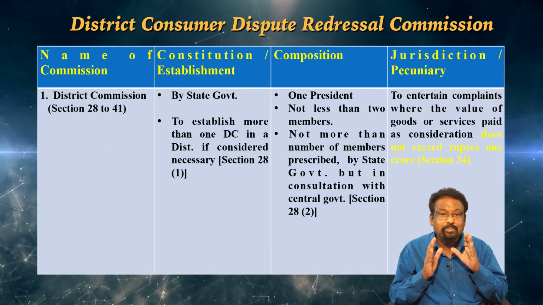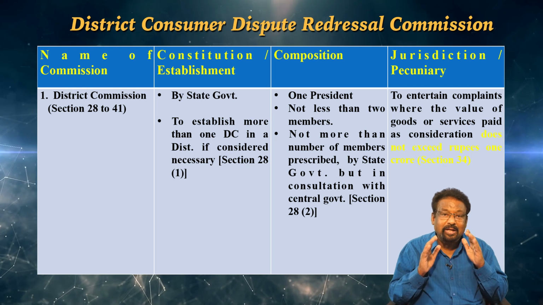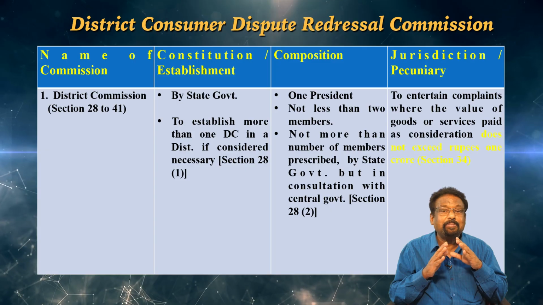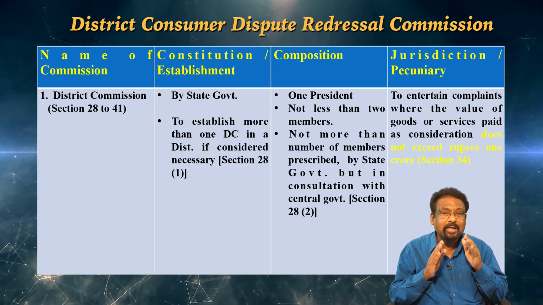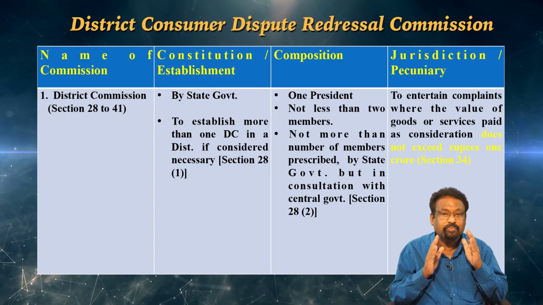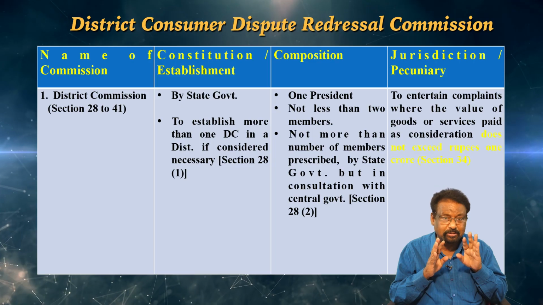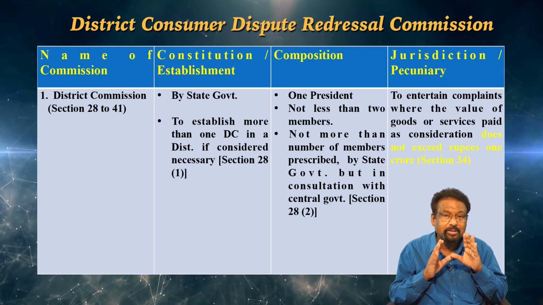Now before that, it is better to understand the composition of the district commission also. First of all, the district commission can be established by the state government. If the state government considers some district to be very big, then if it thinks necessary, it can constitute more than one district commission for the same district also. That is as far as the establishment is concerned.